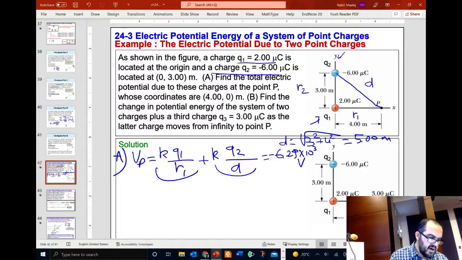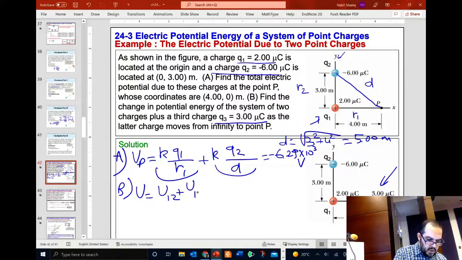Question B, find the change in potential energy of the system of the two charges plus a third charge Q3 as the latter charge moves from infinity to point P. We're moving it from infinity to point P. We want to determine what is the potential energy of the system. Okay, so this is now the new configuration. We can write the potential energy of the system as U12 plus U13 plus U23.